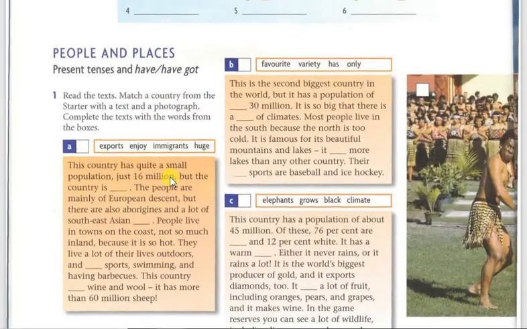Of course, we have 3 texts here, right? And we have more than 3 pictures. So not all the pictures match the text. And so you have to read the text very well.